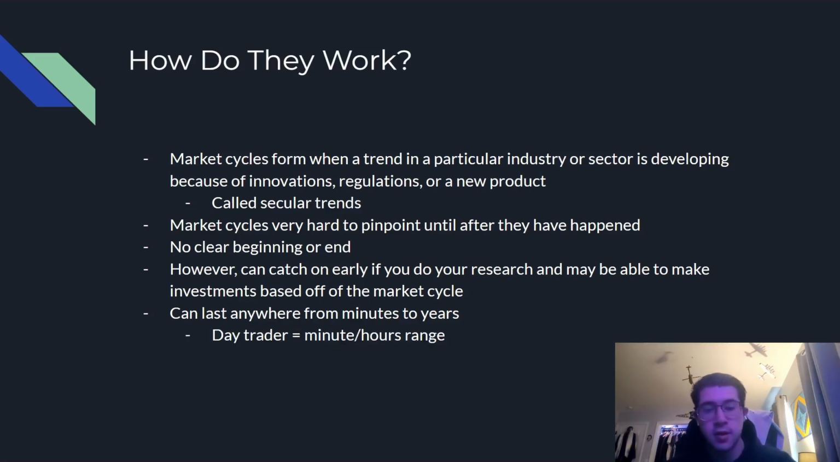For example, if you're a day trader, you're not going to be trading in the 20-year range. You're going to be trading within minutes or hours. And if you're investing in real estate, you're probably going to look more in the 10 to 20 year range because it takes longer for those assets to appreciate. And as a day trader, you're trading within the day, right?